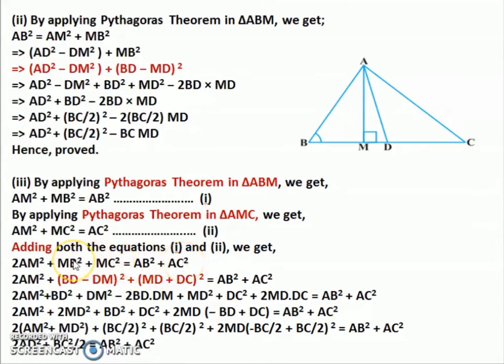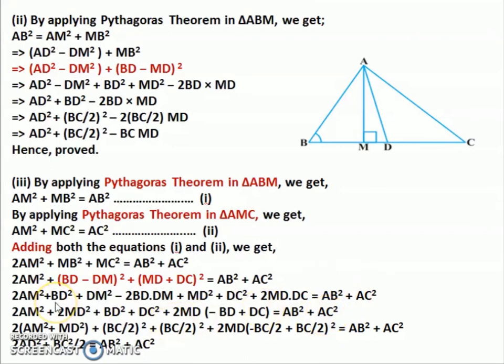Now you will replace MB with BD minus DM. So MB will be written as BD minus DM the whole square, and MC will be written as MD plus DC the whole square. Then you will expand both these terms using the identities (A minus B) whole square and (A plus B) whole square. So you will get 2 AM square plus BD square plus DM square minus 2 BD DM plus MD square plus DC square plus 2 MD into DC is equal to AB square plus AC square.